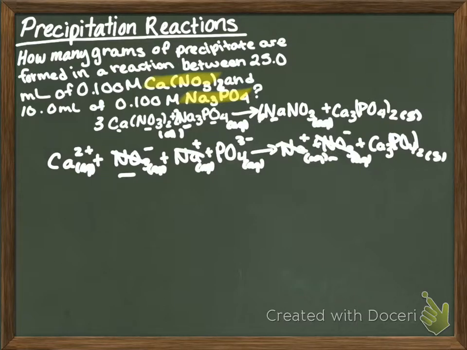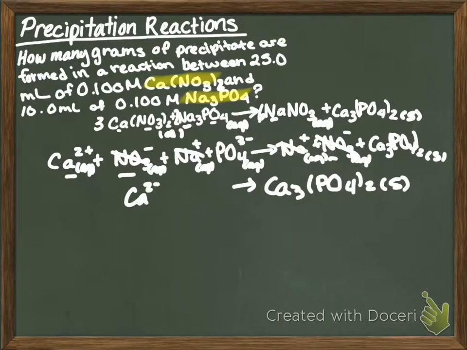The only thing we should have as a product in this reaction should be our precipitate, so Ca3(PO4)2. And then our reactants should be the two things that go together to make it. So our Ca2+ and our PO4 3-. And those come together to make our products.